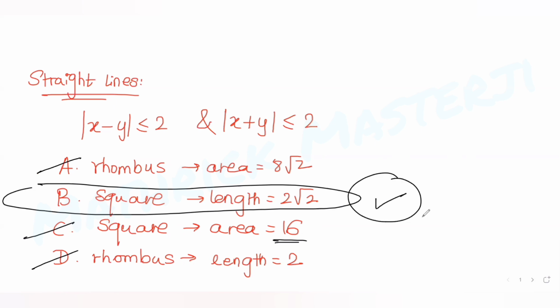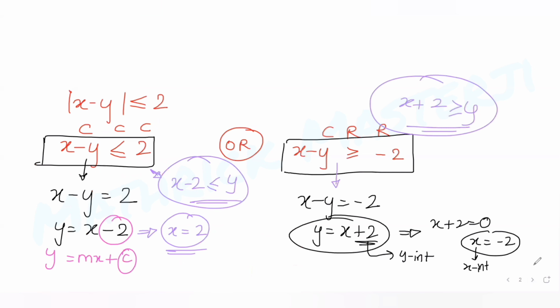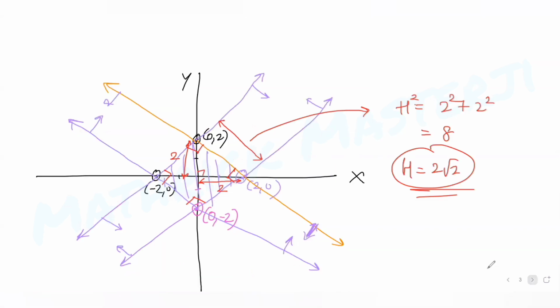So the correct answer for the question becomes option B. I hope you have understood how to use the mechanical approach first, then plot the lines, and then understand which inequalities to follow, so which is the common region. And then once you get the common region, you just find whatever is asked for. So that matches here in this question with option B. So it is a square. I hope you have understood this.